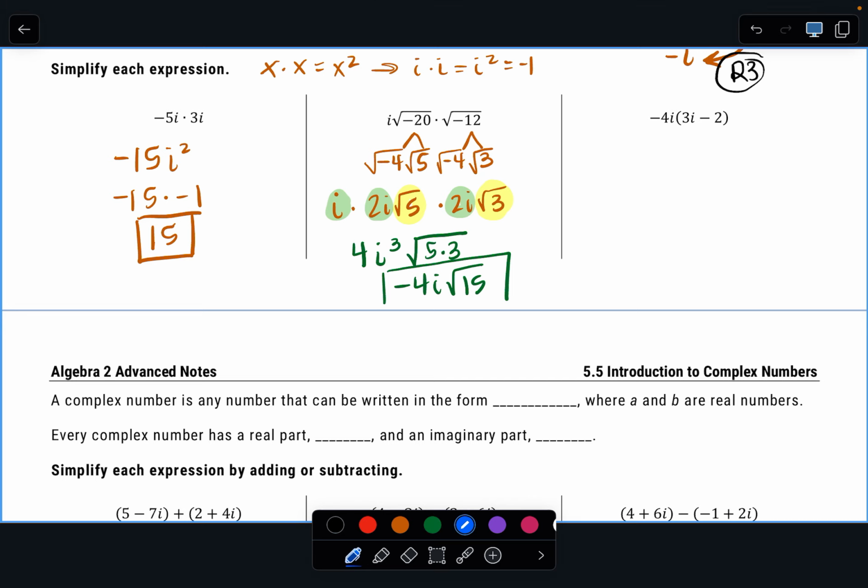Okay, for parentheses, we are going to distribute like normal. What's negative 4 times 3? Negative 12. What's i times i? i squared. And then the other one is what's negative 4 times negative 2? Positive 8i. And what did we say i squared was equal to? Negative 1. So negative 12 times negative 1 plus 8i. So we're going to have 12 plus 8i.